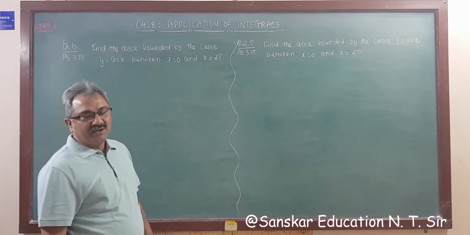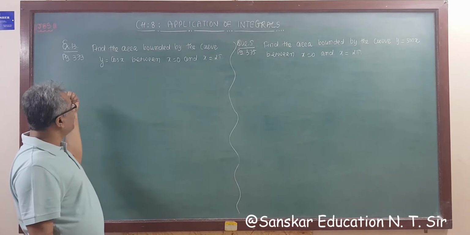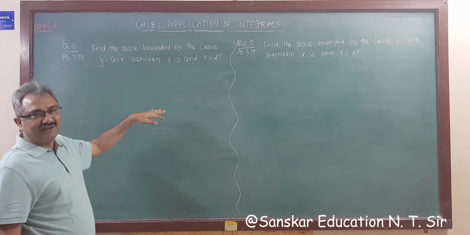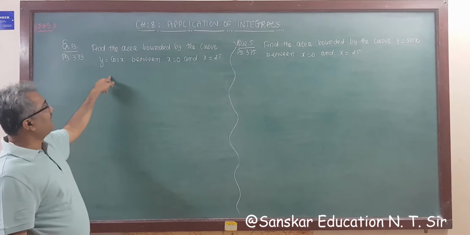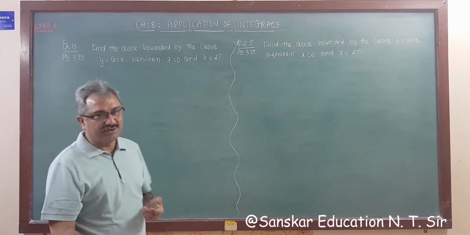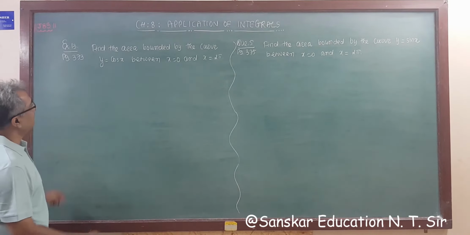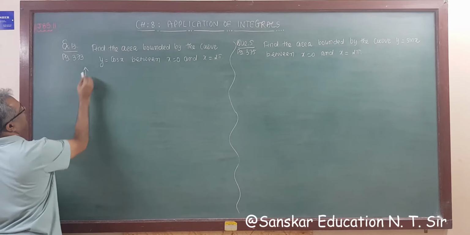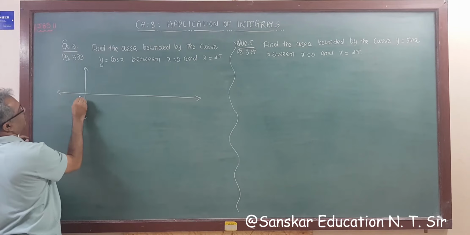As usual, we have to find the area between these. If you don't draw a graph, you will not be able to get the exact answer, because you know the graph of the cos function: cos is positive in the first quadrant, negative in the second quadrant, negative in the third quadrant, and positive in the fourth quadrant. So first of all, we draw a graph of the cos function.